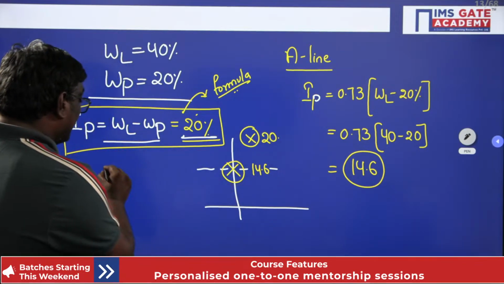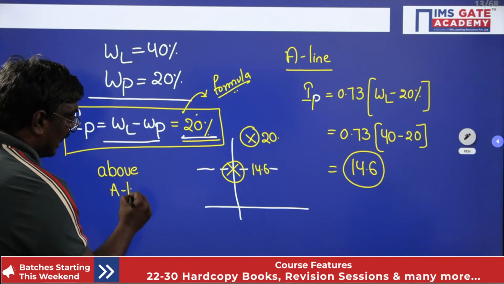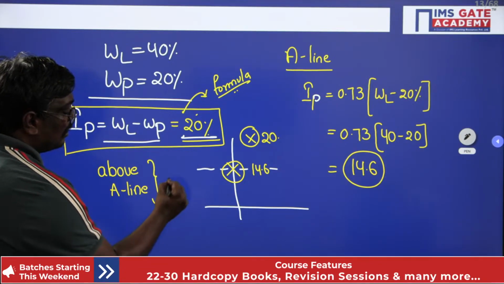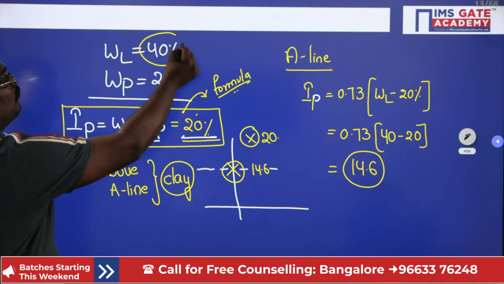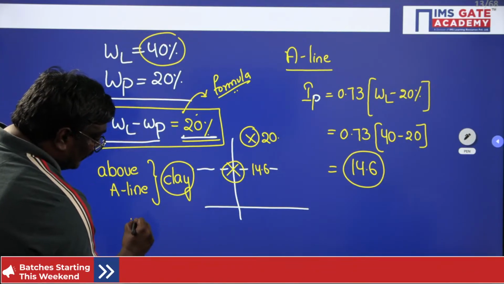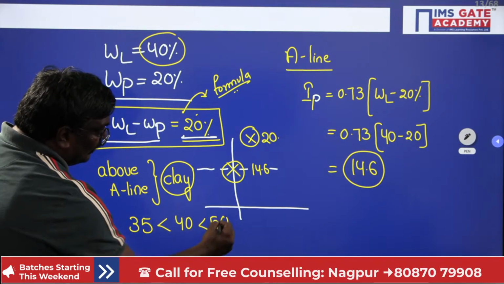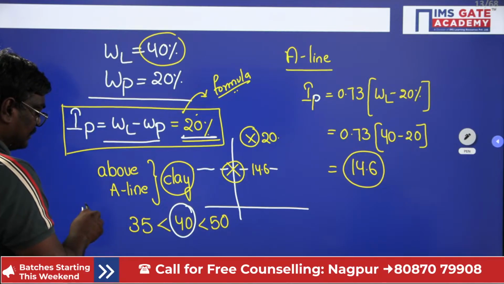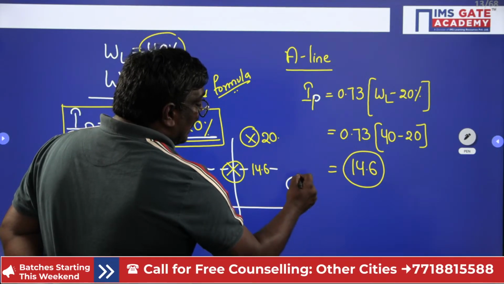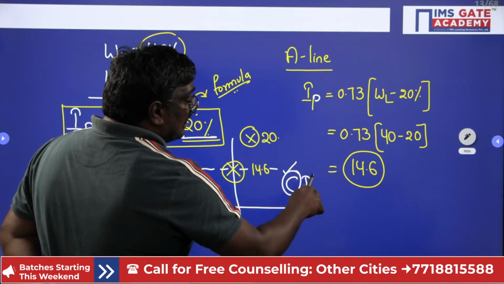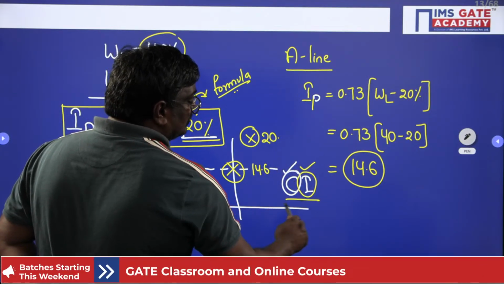I told you clearly, when it is above the A line, what is the type of the soil? Then it is a clay soil. And what is the value of liquid limit here? 40. When the liquid limit is between 35 to 50, then we call it intermediate. So here we write this soil as CI. As it is above the A line, we call it C. As the liquid limit is between 35 to 50, here 40, we write it as I.